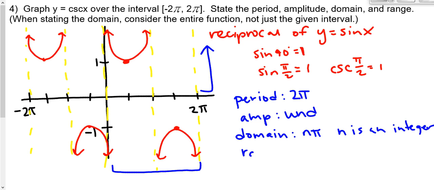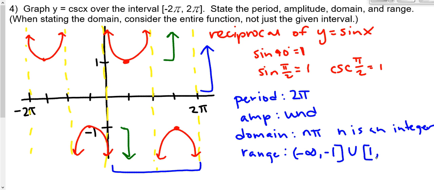And for the range, okay, so what y values is it going through? Well, we have points at a height of 1 and higher. We have points at a height of -1 and lower. So we're going to need to write two different intervals. We go from -infinity to -1. Those are the lower values. Union, we go from 1 to infinity. Those are the higher values.